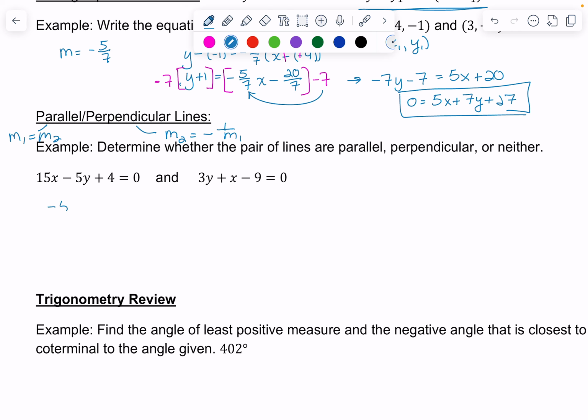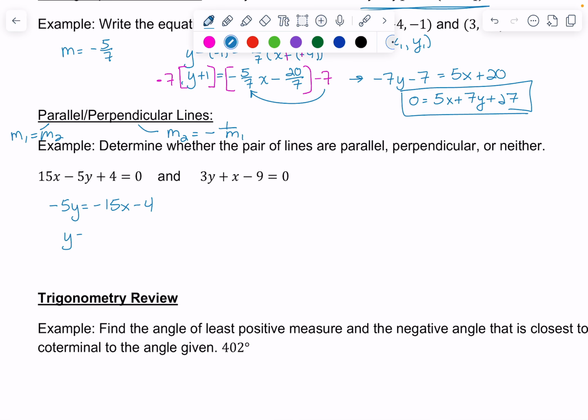So I'm going to get negative 5y equals, subtracting the negative 15x, minus 4. That means that y, dividing everything by negative 5, is equal to 3x plus 4/5. So I divided everything by a negative 5. There you go. So my slope here, this is my M1. M1 equals 3.